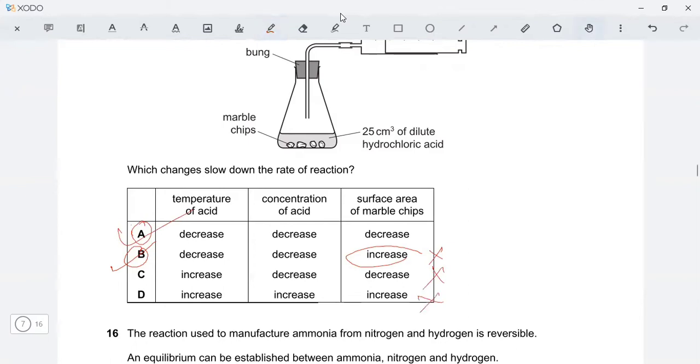Okay, so always remember these three factors directly depend on the rate of reaction. If all three of them increase, then the rate of reaction is going to increase. If you decrease them, then the reaction is going to be very slow. So temperature has to be decreased, concentration has to be decreased, surface area also needs to be decreased. So option A is the right answer.